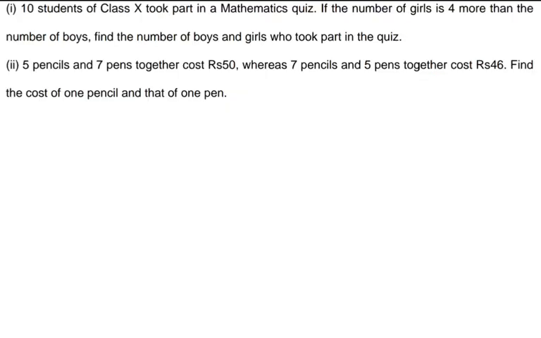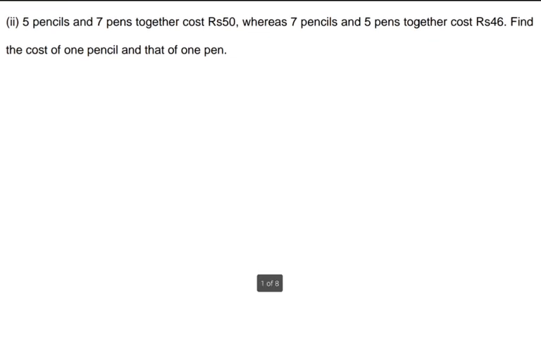Let's go to the second subdivision. Second one, 5 pencils and 7 pens together cost rupees 50, whereas 7 pencils and 5 pens together cost rupees 46. Find the cost of one pencil and that of one pen. So here the question says that 5 pencils and 7 pens together cost rupees 50 and 7 pencils and 5 pens cost 46. So we should find the cost of one pencil as well as the cost of one pen. So let's start with the question.